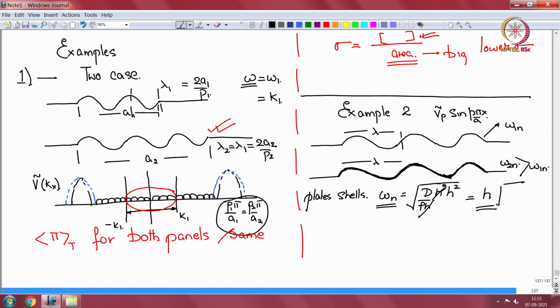So now what happens is, based on this alone, both have Vp tilde sine P pi x by A. Just that expression is the same for both, and therefore the wave number domain shape is the same for both.